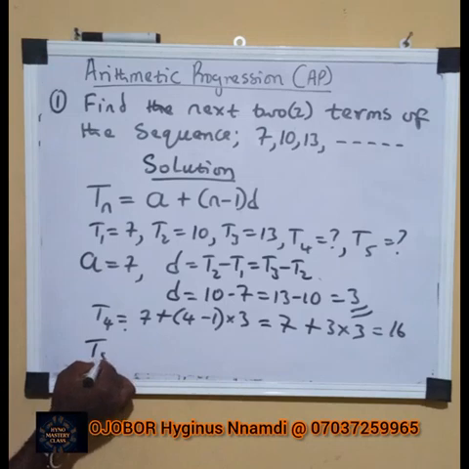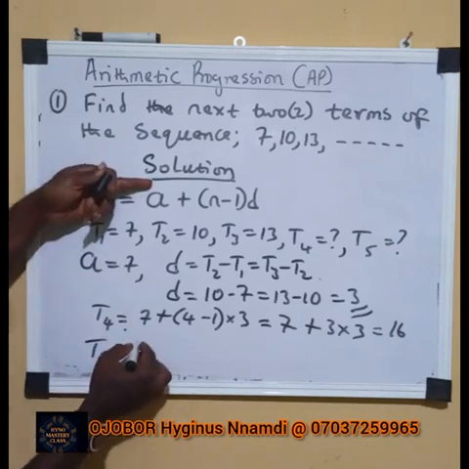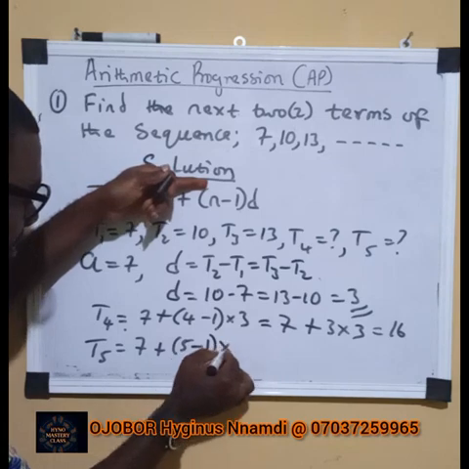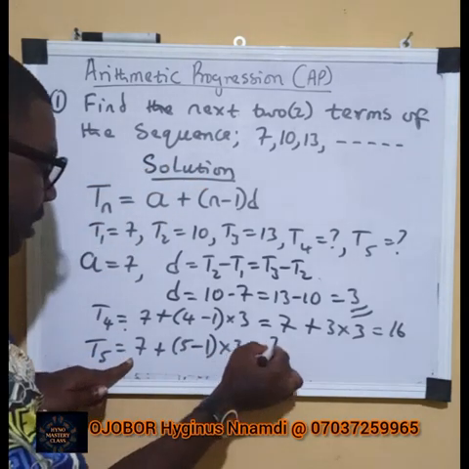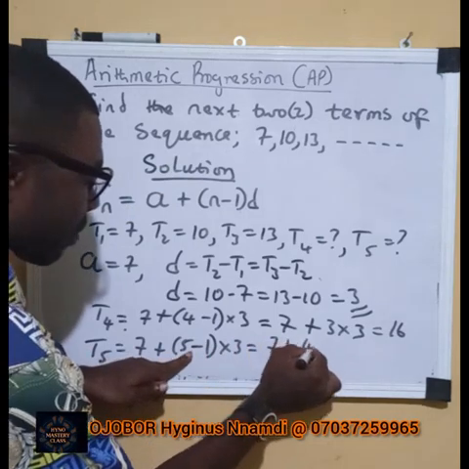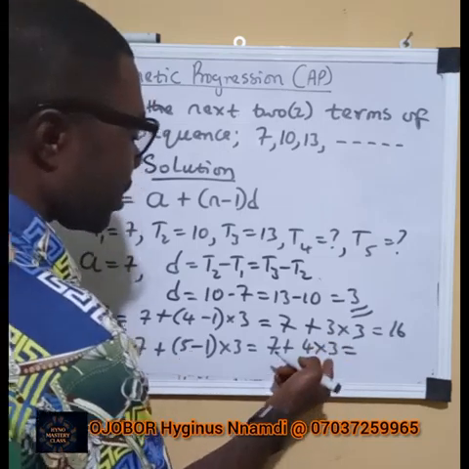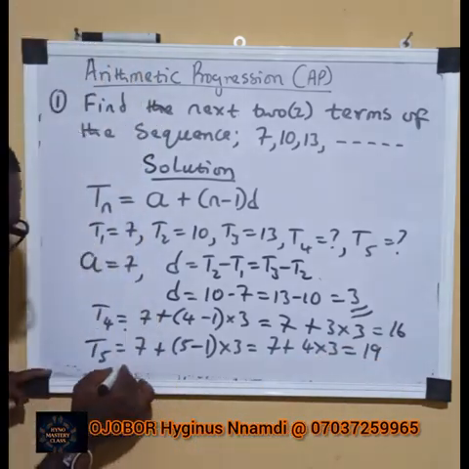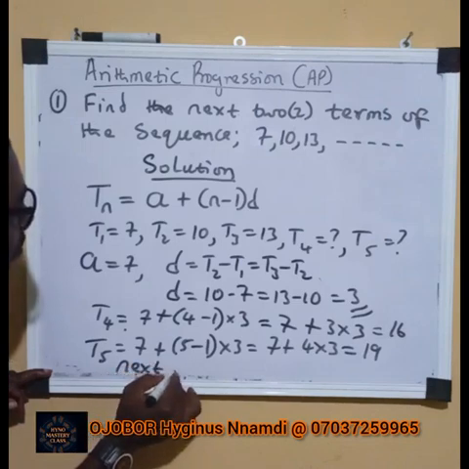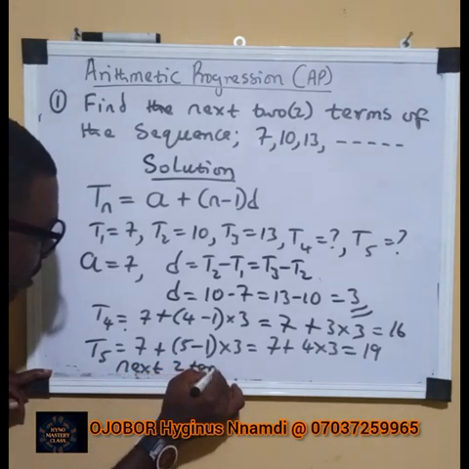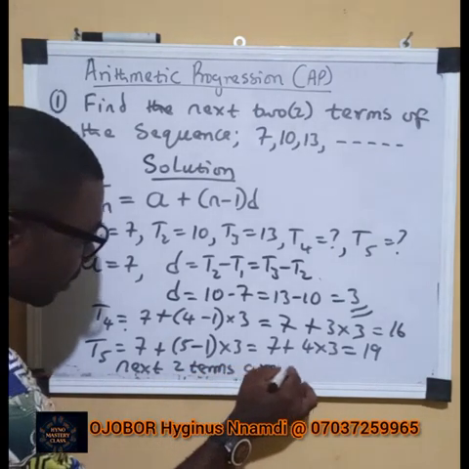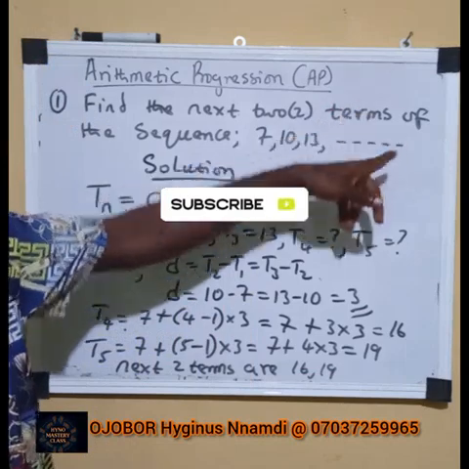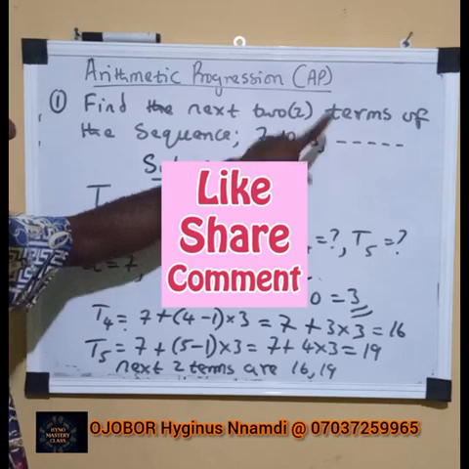Then T5, which is the fifth term, the same formula: 7 plus, n is 5 this time around, minus 1, times 3. That will give you 7 plus 5 minus 1 is 4, times 3. And 4 times 3 is 12, plus 7 will give you 19. So the next two terms are 16 and 19 for this sequence. So we have 7, 10, 13, 16, 19. You see that after 13, if you add another 3, you get 16. Add another 3, you get 19.